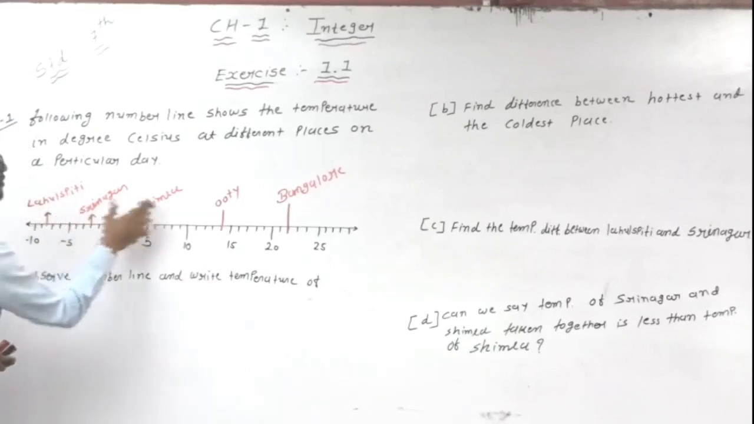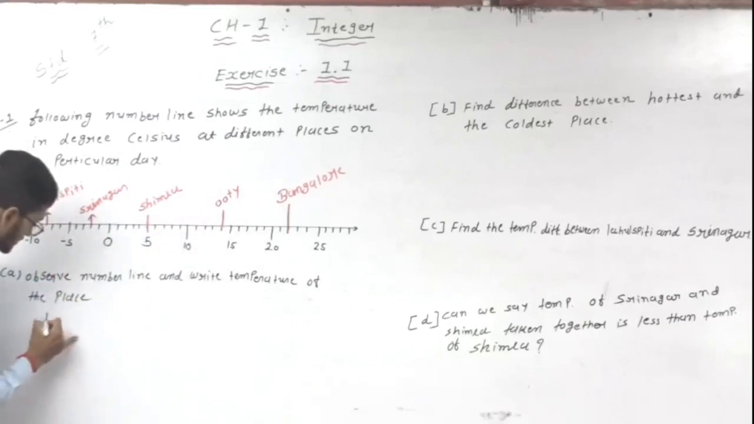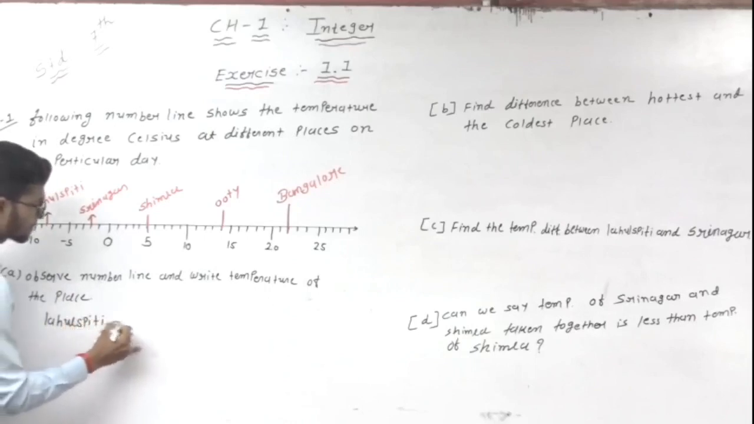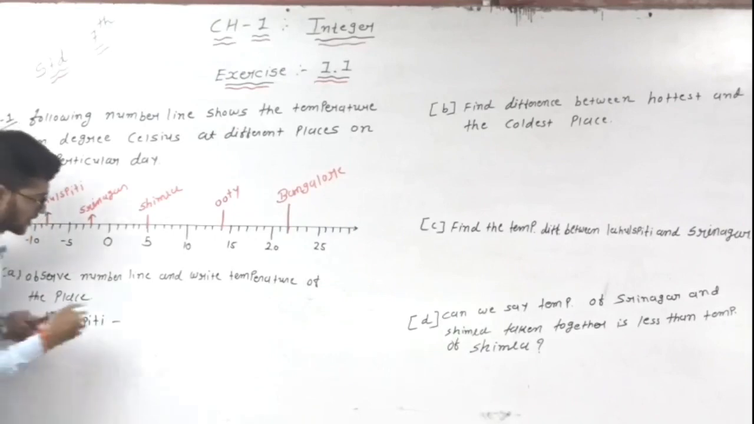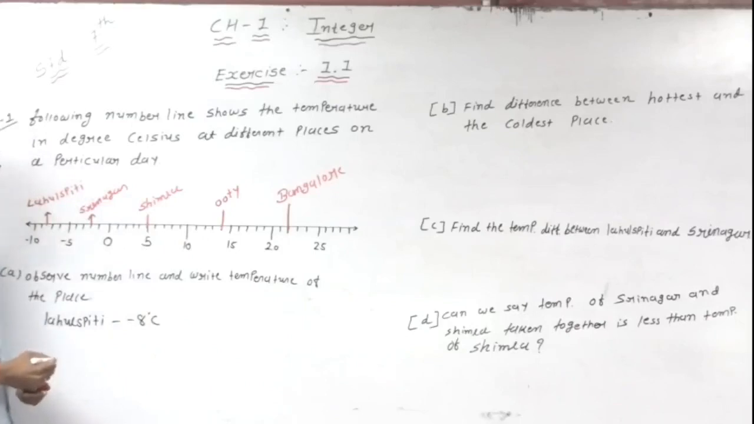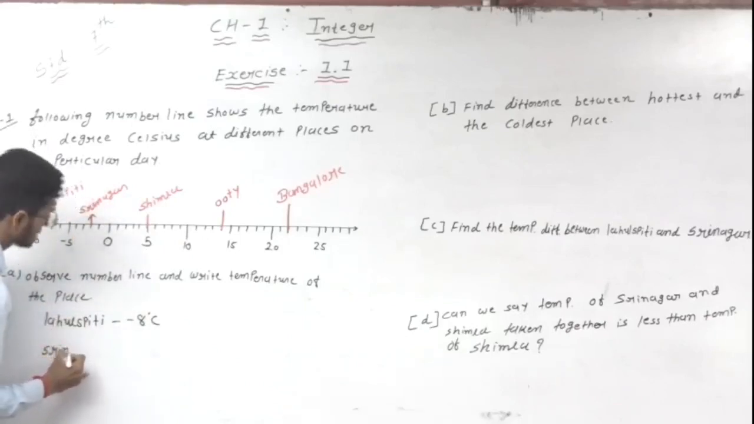Here are 1, 2, 3, 4 and 5, 5 places. Write down the temperature of the 5 places. So first of all start here. Lahaul Spiti. So what is the temperature of Lahaul Spiti? See students, on this side -5. One more is -6, -7 and this one is -8. So here the temperature is -8 degrees Celsius. Same for the second, Srinagar.